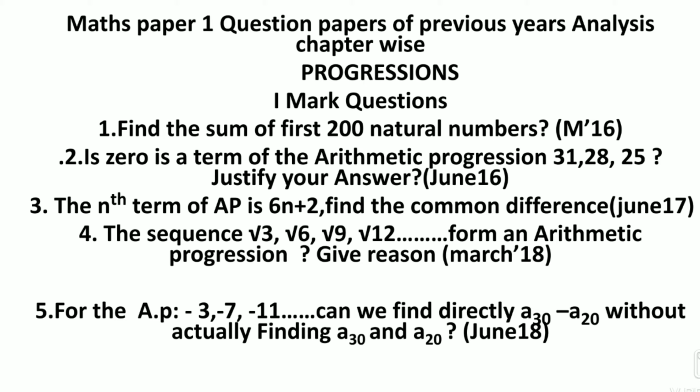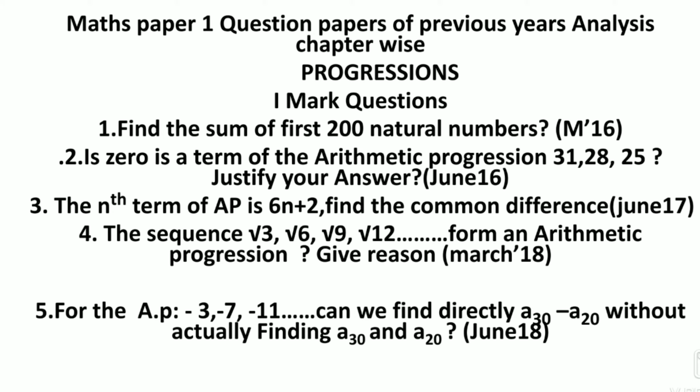Second one: is 0 a term of the arithmetic progression 31, 28, 25 and so on? Justify your answer. Third one: the nth term of an AP is 6n plus 2. Find the common difference. This is from June 17th. And fourth question: do the sequence root 3, root 6, root 9, root 12 form an arithmetic progression? Give reason.